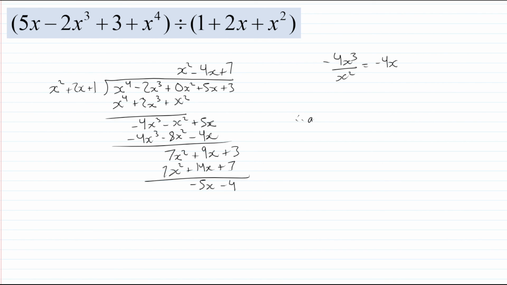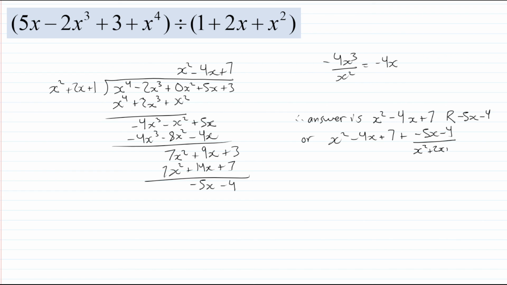So therefore, our answer is x squared minus 4x plus 7 with the remainder, and this is interesting, the first time we've had this, a remainder that has an x in it. That's okay. But we could also write that out the other way, which is x squared minus 4x plus 7 plus negative 5x minus 4, which has yet to be divided by our divisor of x squared plus 2x plus 1. And you could also have written that divisor in the order that I was initially presented. It's up to you. It really doesn't matter.